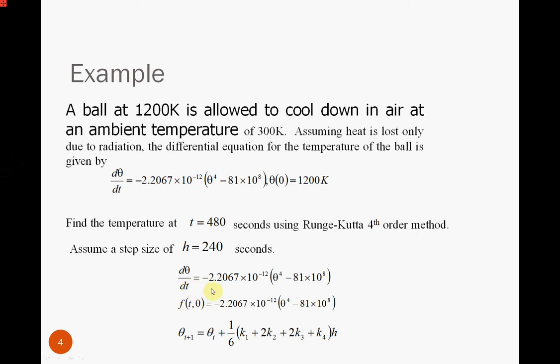So there's our differential equation. There we have it written as a function, and there's the important thing: my new value equals my old value plus the weighted slopes times h, which is our time slice or our time interval, which in this case is 240 seconds. Very crude, but the h is very crude. The method is quite refined.